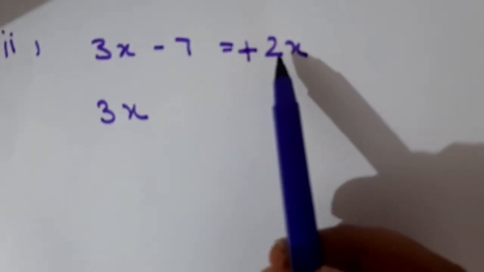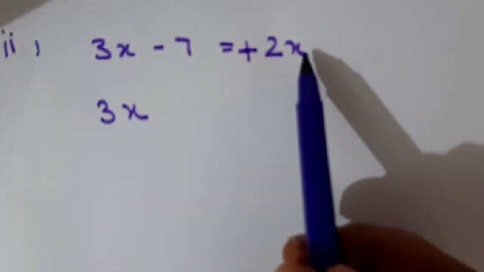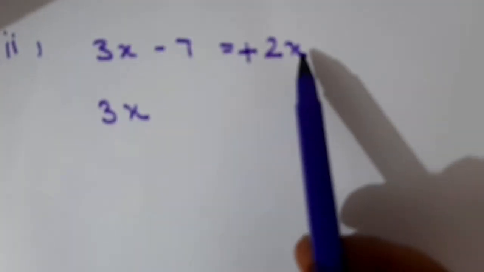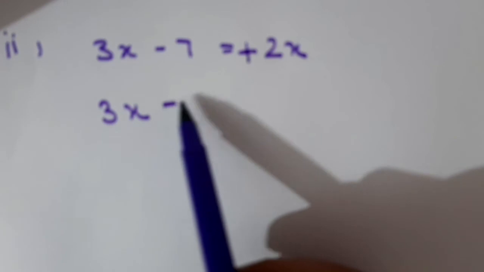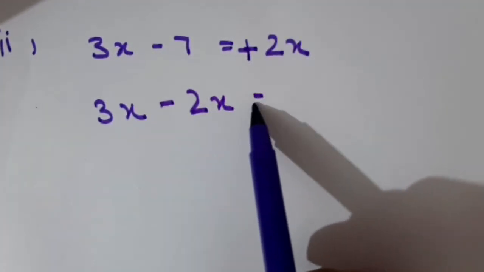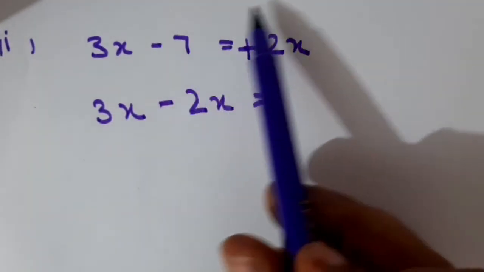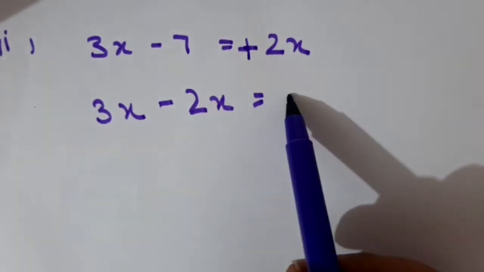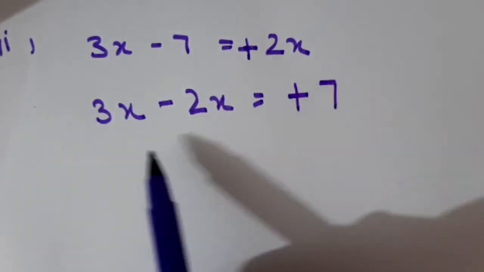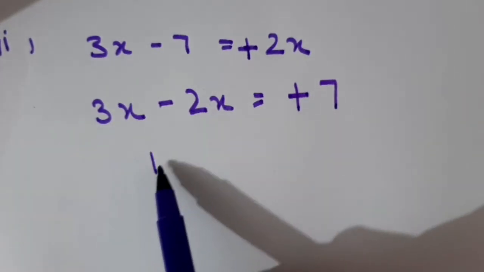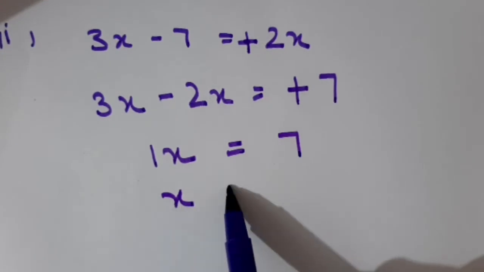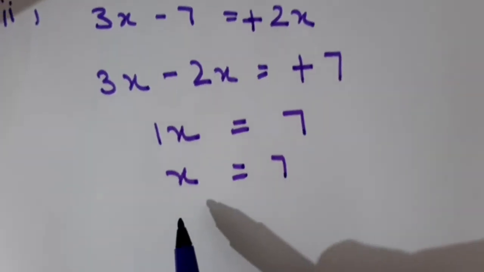Now I'll shift 2x from RHS to LHS. Here no sign means plus sign. Now when it comes here, it will become minus 2x. In the same way, when 7 shifts from LHS to RHS, minus 7 will become plus 7. Now 3x minus 2x is 1x is equal to 7. 1x means x only, so x is equal to 7.